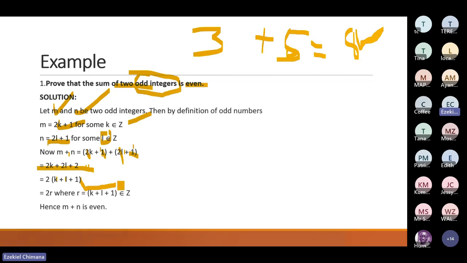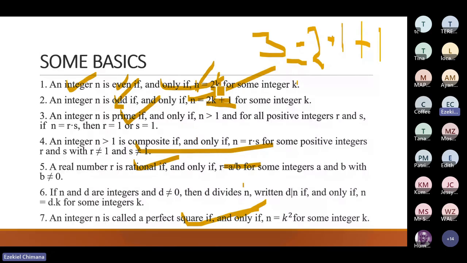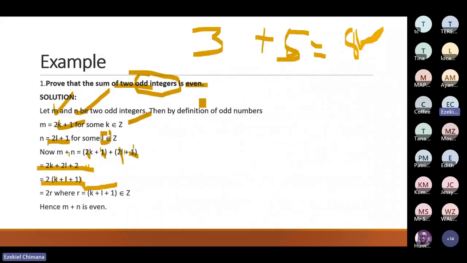If you look at this, you see that this is an even number because it is in the form of 2 times something. If we multiply this something by 2, that thing is always going to be even. Any number multiplied by 2 is always even, be it an odd number or not. So you get 2r, where r is equal to k plus l plus 1.